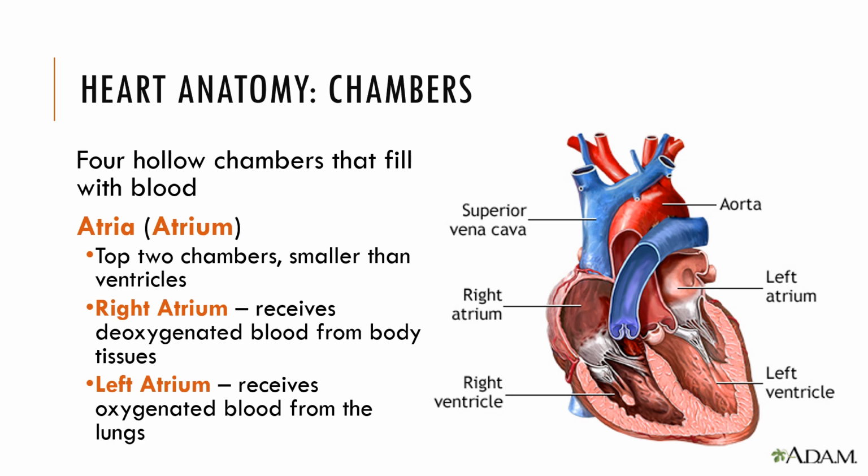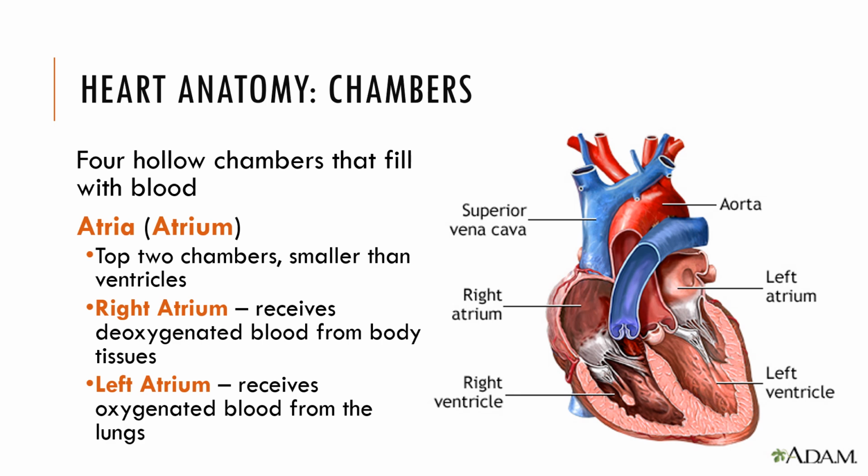The top 2 are called the atria. A single one is called an atrium, and these are the smaller of the 4 chambers of the heart, and they receive blood from the body or the lungs. So this is kind of the receiving room. Kind of think of it as the foyer of your house.